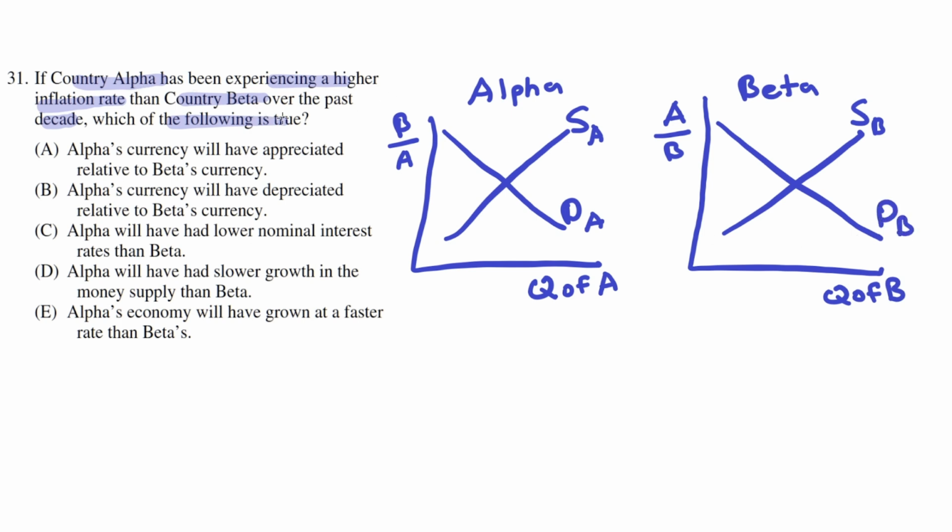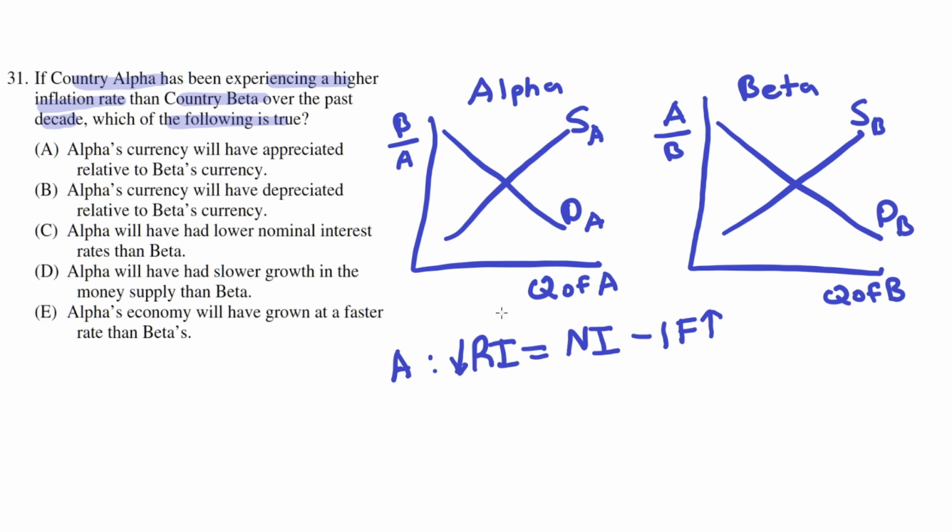Now, because country alpha has been experiencing a higher inflation rate, that means country alpha has a lower real interest rate. This is because the real interest rate is equal to the nominal interest rate minus the inflation rate. So because there's higher inflation, the nominal interest rate minus a higher inflation is a lower real interest rate. So the interest rate as a whole is lower.